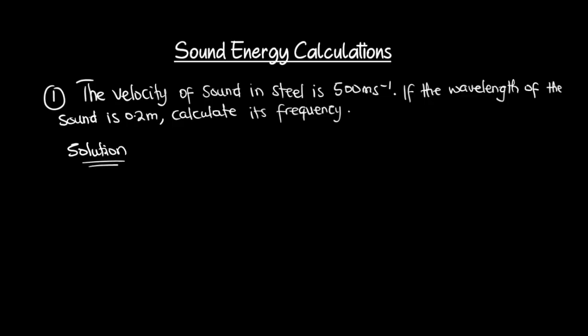The first thing I will do is to write down the parameters. The question says that I have a velocity of sound in steel to be 500 meters per second, which means my velocity V is equal to 500 meters per second. I was told that the wavelength of the sound is 0.2 meters, so the wavelength, which we represent by this symbol, is equal to 0.2 meters. The question is demanding that I calculate the frequency for this particular sound.